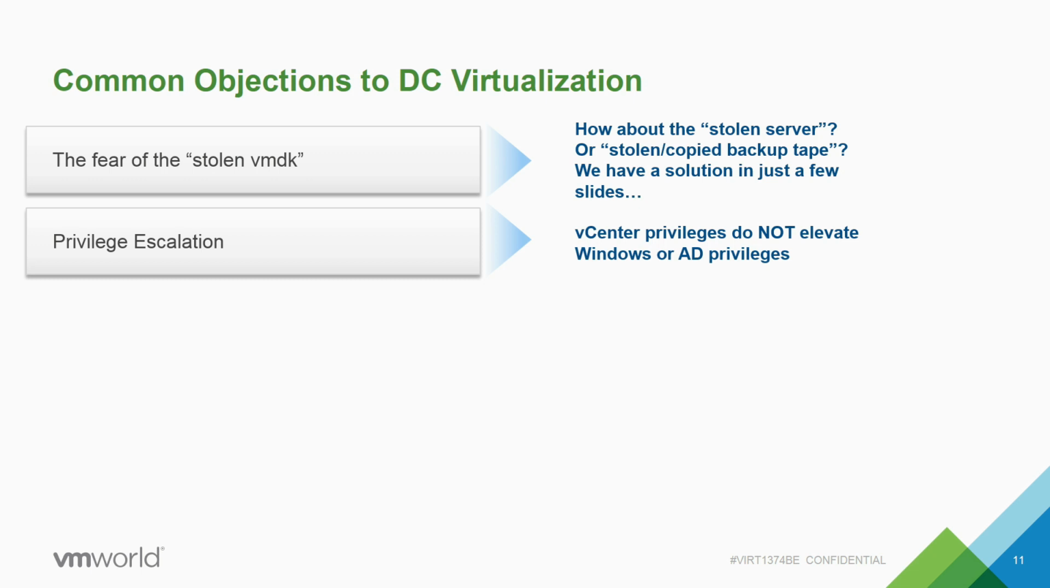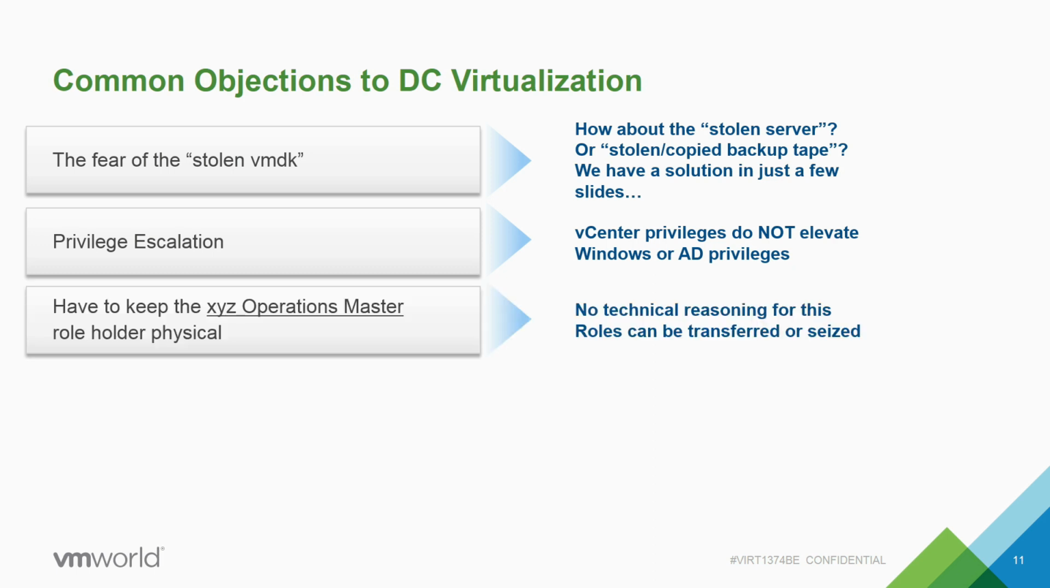Privilege escalation is another one. It was historically thought that your vCenter admins also needed to be domain admins and vice versa. And that is definitely not true. You don't need to be an admin in one to administer the other. We're going to come back to this topic a few times. Enforce the standard role-based access control that's in vCenter and in Windows Active Directory. This one has been debunked several times, and we're going to talk about it even more.